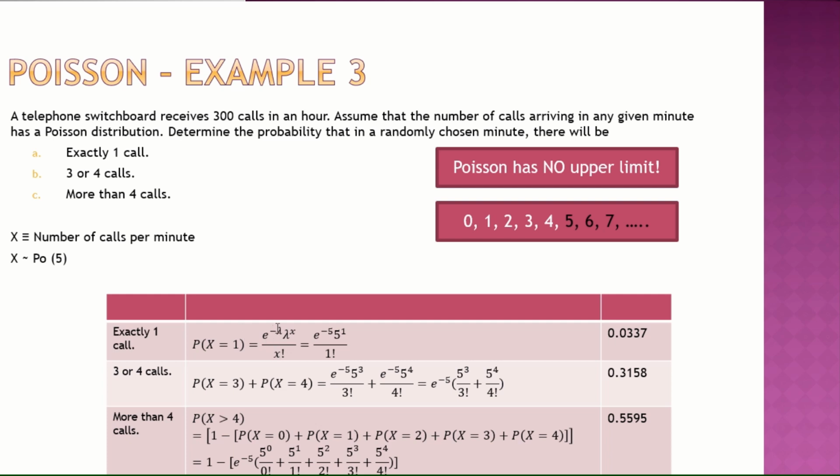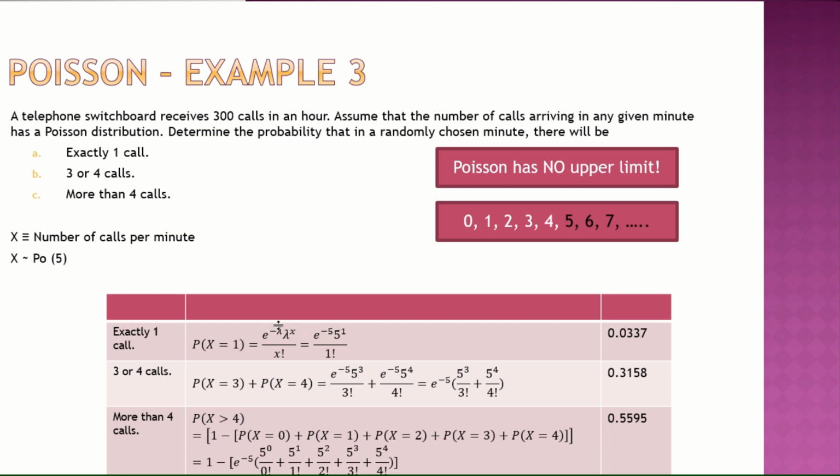e to the power negative lambda, lambda to the power x over x factorial. So can you follow here? See, here your lambda is now 5, right? Just now we changed what? 300 is for an hour. So they want for minute, it is 5, okay? So basically 60 minutes is 300. 1 minute, how many calls? I think you can manage this, right?